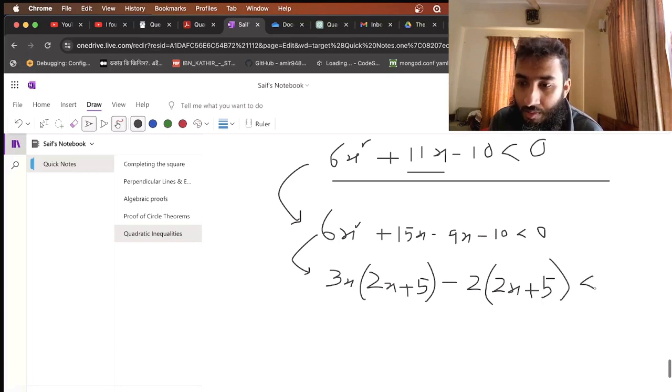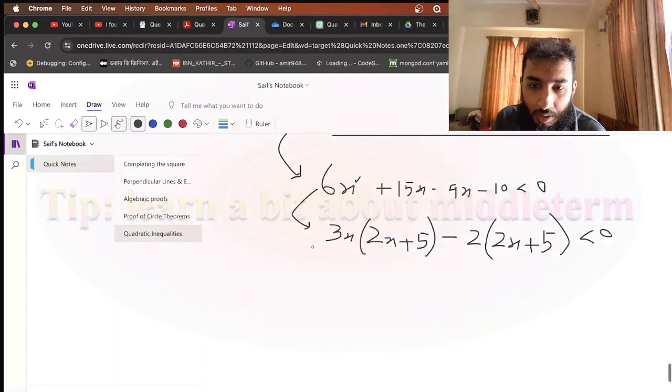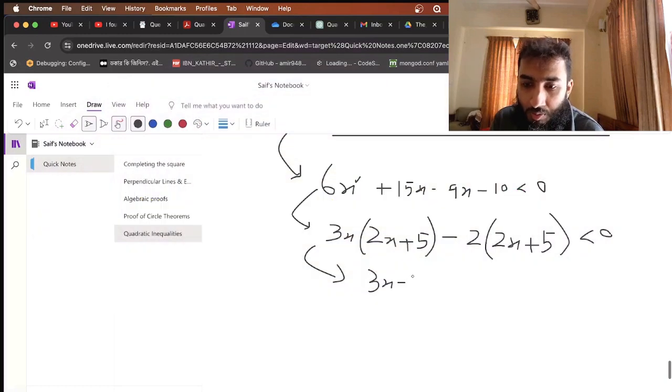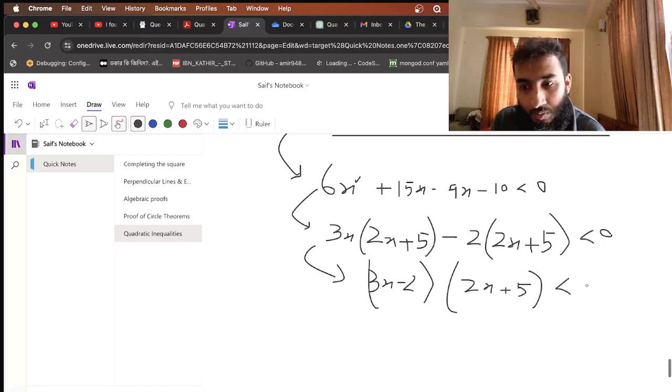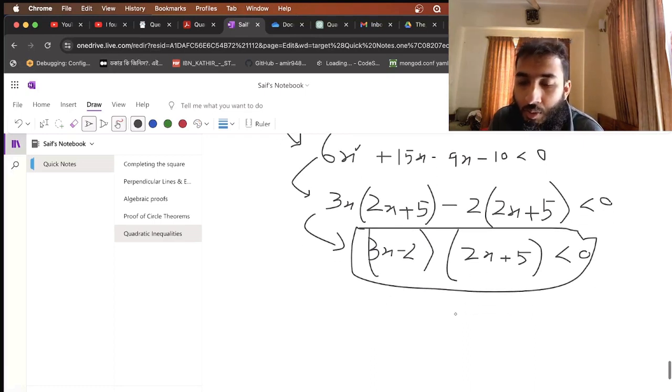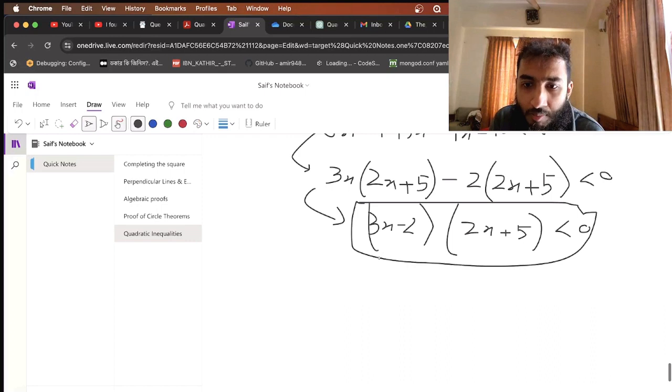is less than 0. Or we can also write (3x minus 2) and (2x plus 5) is less than 0. So this is the simplified two-term factor inequality. As we can see, we have to find the critical points. Now to find the critical points, we can take each term as 0.